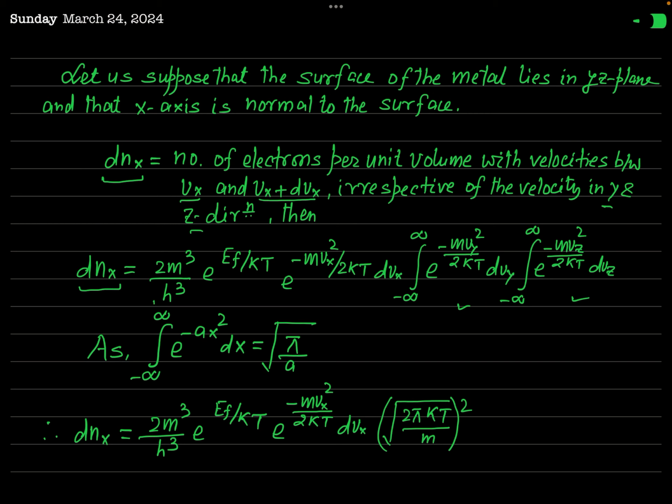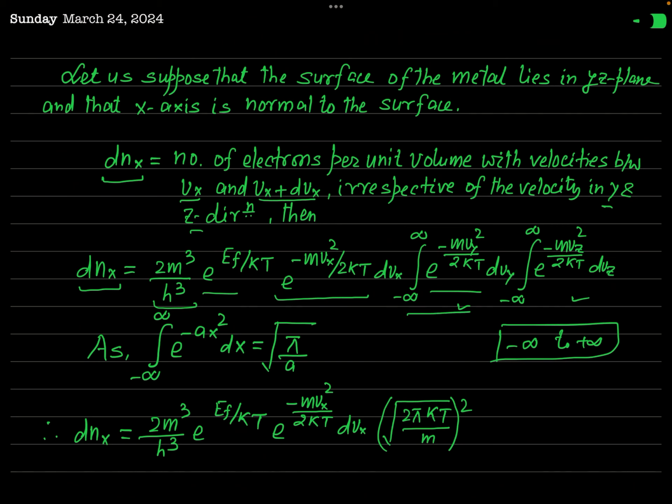So dnx now will be equal to 2m cube over h cube times e to the power ef by kt, e to the power minus m vx square over 2kt dvx. But the e to the power minus m vy square over 2kt dvy will be integrated between minus infinity to plus infinity, because in classical physics the velocity may have a value between minus infinity and plus infinity. This is actually the classical idea. Don't think about special relativity, okay. Similarly Vz will also have values from minus infinity to plus infinity.